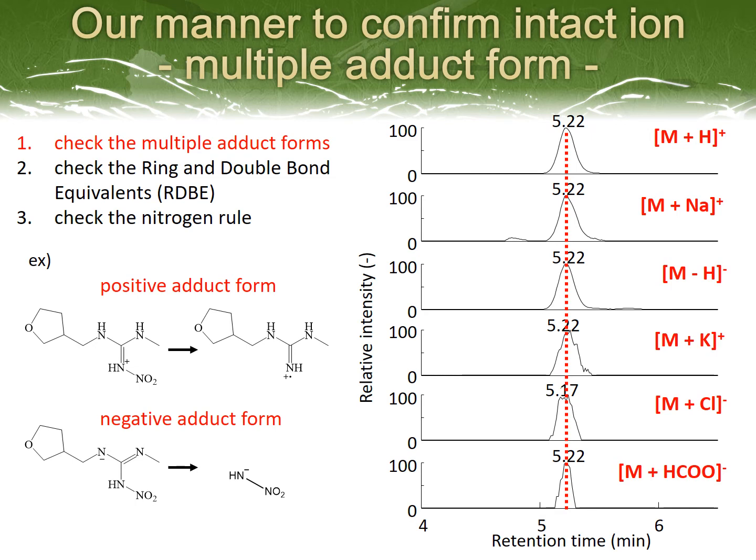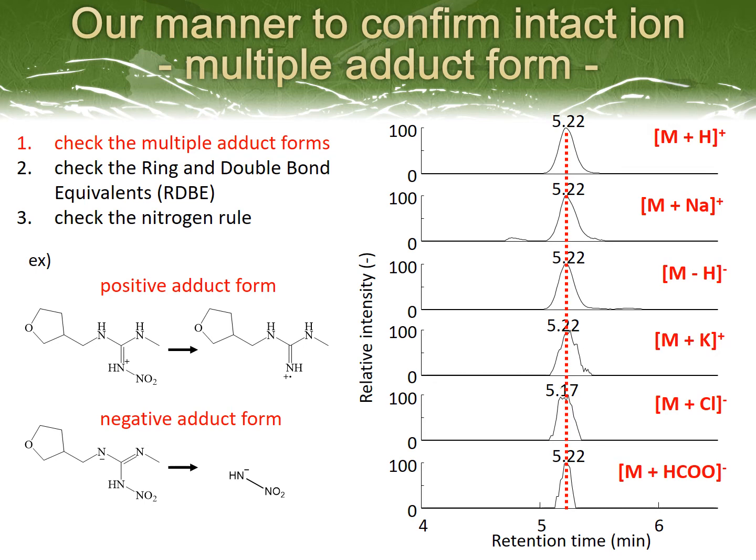Our three-step manner to confirm an intact ion is shown here. For careful determination of molecular formula, you should check the multiple adduct forms of the focused ion, the ring and double bond equivalence, RDBE, and the nitrogen rule. The formation of multiple adduct forms indicates that the ion you focused on is not a fragment ion.